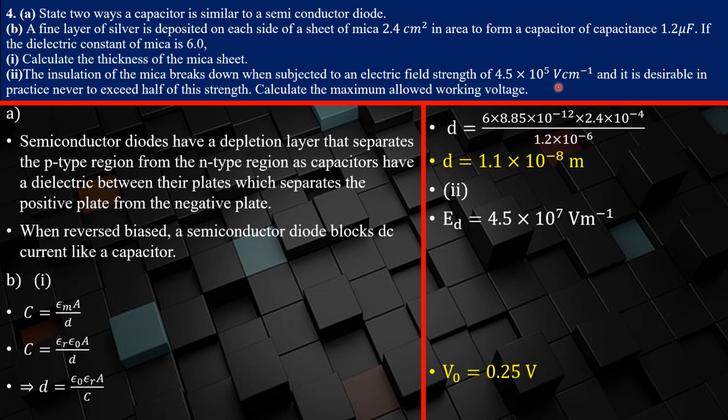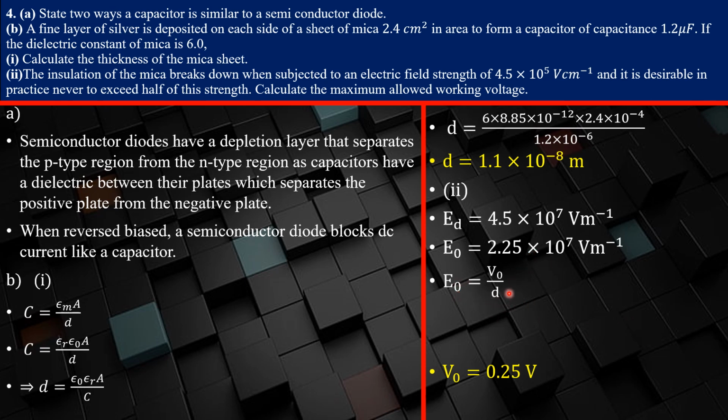since it's centimeters already, you have times 10 to the negative 2 there, and then you're multiplying by 10 to the power 2, so that gives you 10 to the power 7 here. So our E0 will be half of this. So when you have this, you have 2.25 times 10 to the power 7 volt per meter. So that is what is desirable in practice, okay? That you don't exceed half of this strength. So this is what we need to use in practice.